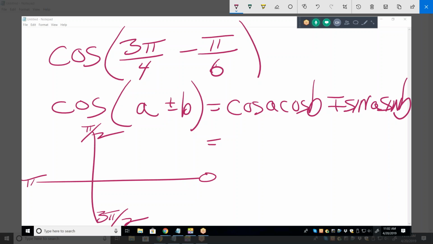This is pi all the way around. So 3 pi over 4 is that angle right there. Right. Well, there's also a couple of equations that apply here. Here, let me write it in terms of radians.